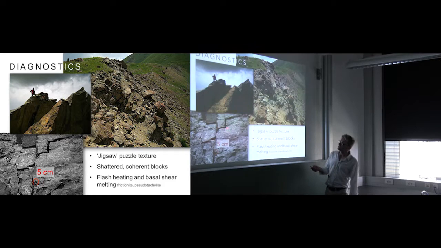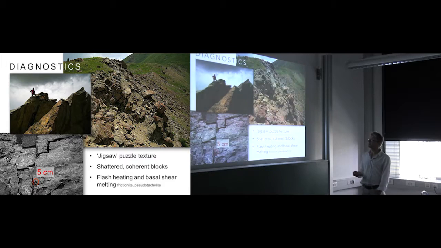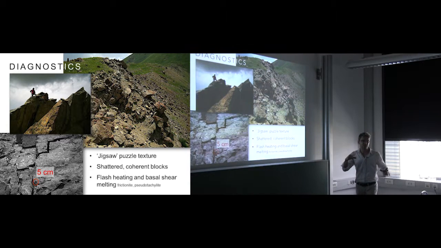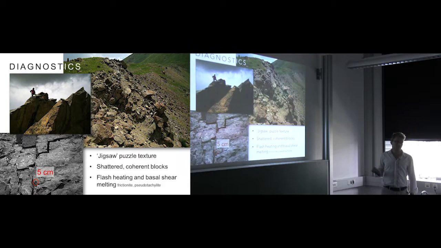Another interesting thing about this sedimentology, other than giving clues about the mobility of these rock avalanche deposits, is the jigsaw puzzle texture, which is quite diagnostic in the field, okay? You see very shattered but coherent blocks. And a quite interesting curiosity is that you see thin shear bands with evidence of flash heating. So in other words, you see layers of pseudotachylite in them. Now your alarm bells should be ringing because pseudotachylite is something you usually associate with tectonic faults.